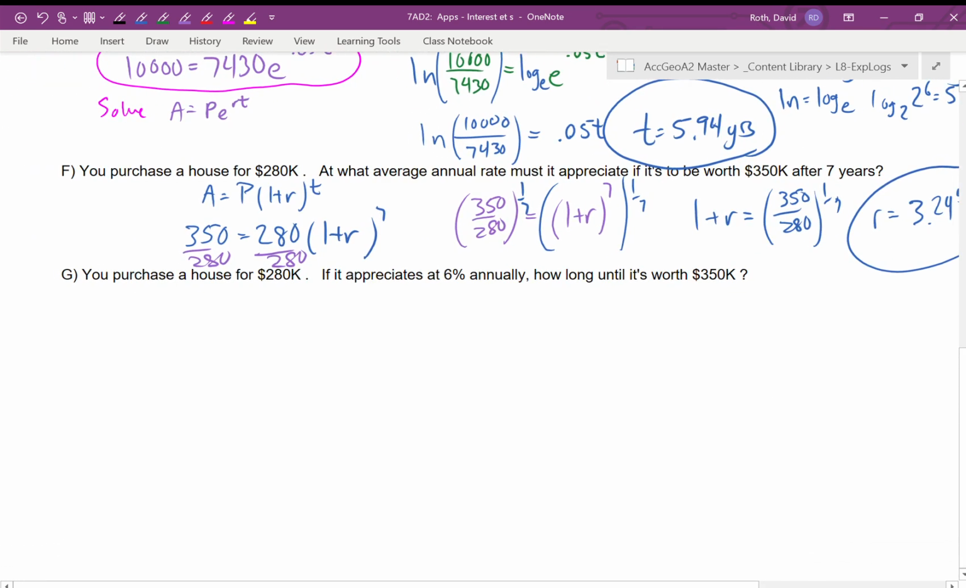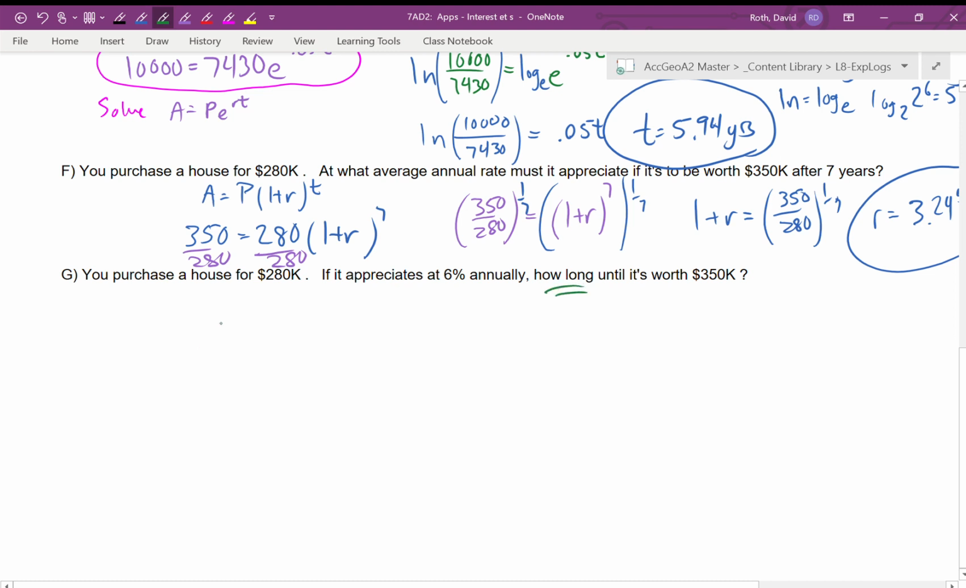I think this one's just practicing taking a log of both sides. So go ahead and set it up, hit pause, do G, just practice. Okay, hopefully you did it. Similar problem, it looks like I had the same numbers I had for F. We're just solving for how long there.